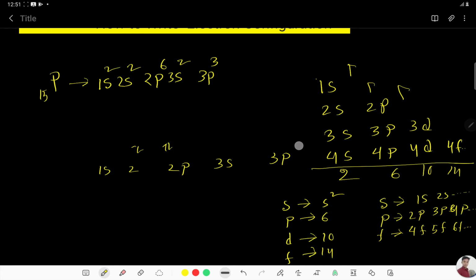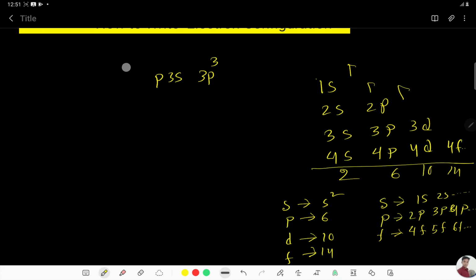Okay, let us consider now this element, aluminum. Can you tell me what is the atomic number of aluminum? The atomic number of aluminum is 13. So it has 13 electrons, right? So how to distribute these electrons?